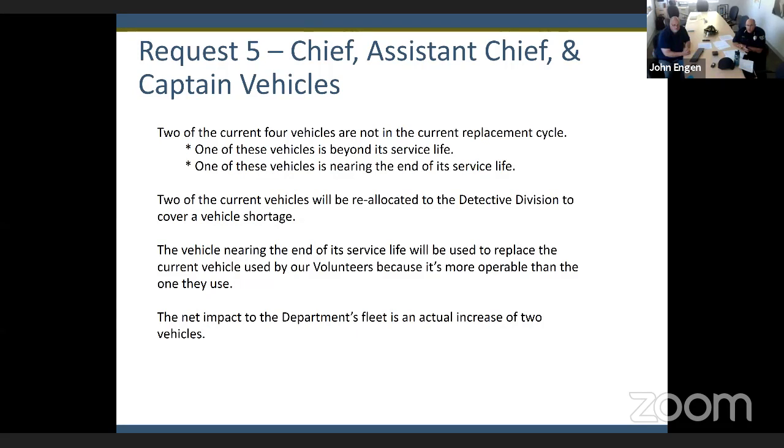So 2 of the current 4 vehicles are not in the current replacement cycle. So they will never get replaced unless we ask, because they are not part of that rotation. And one of those was an asset forfeiture vehicle that the city obtained quite some time ago. The other vehicle, for a reason we haven't been able to figure out, is not in the rotation, because it was a vehicle that was part of the fleet at one point in time.